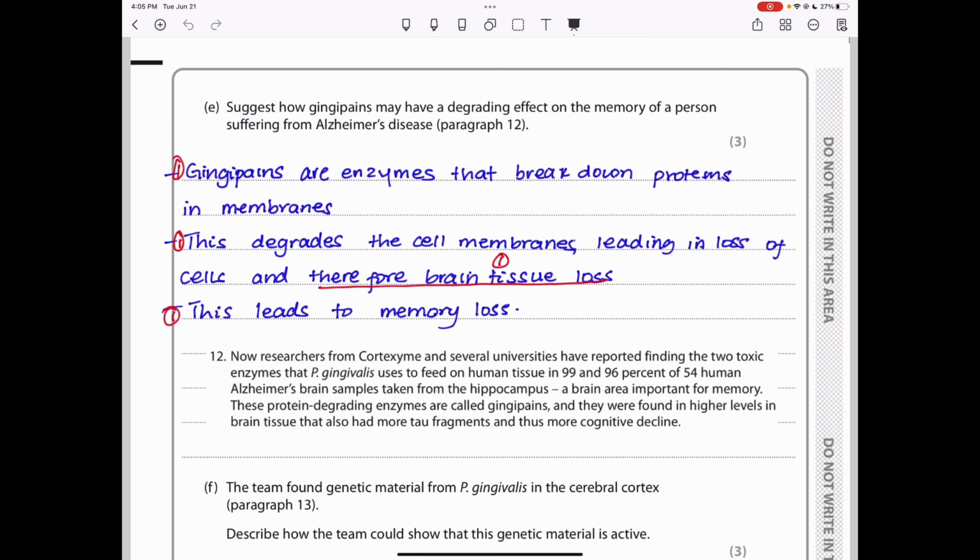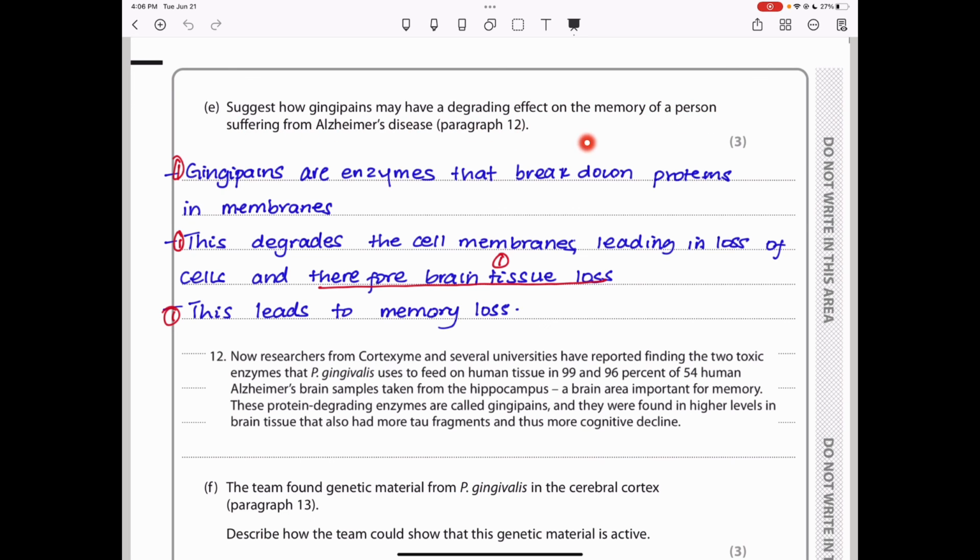In 99 and 96% of 54 human Alzheimer's brain samples taken from the hippocampus, a brain area important for memory. These protein-degrading enzymes are called gingipains, and they were found in higher levels in brain tissue that also had more tau fragments, and that's more cognitive decline. So if there is more cognitive decline, it means these enzymes are actually participating in the breakdown of proteins as well as tissues.